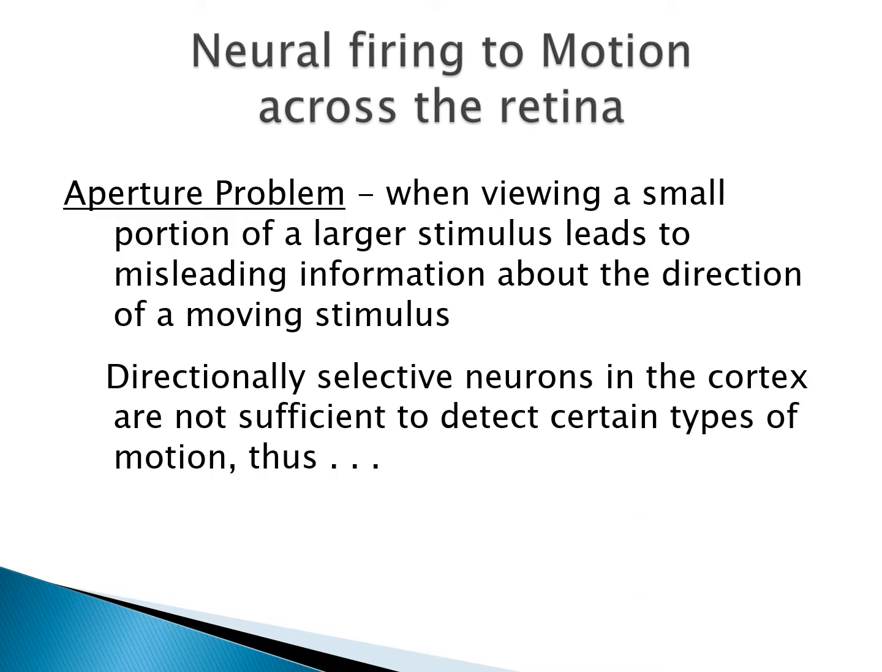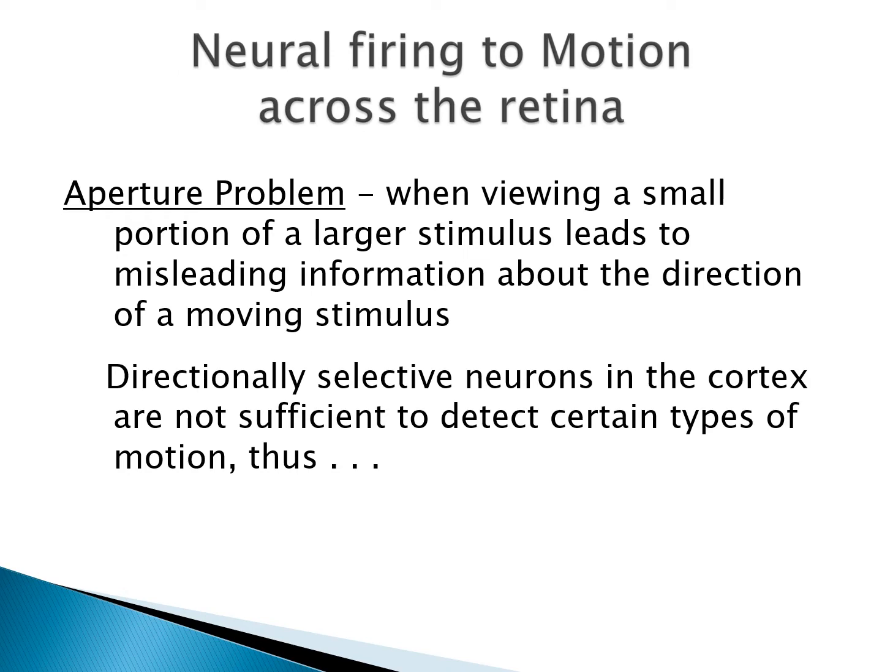Another tricky aspect, one of the complications for perceiving motion, is the aperture problem: viewing a smaller portion of a larger stimulus leads to misleading information about the direction of that moving stimulus. We can think of it as looking through the aperture of a camera, where we can only see a small selective portion of a scene. In this case, it's one particular object, a larger stimulus, and we're just seeing a small part of that.